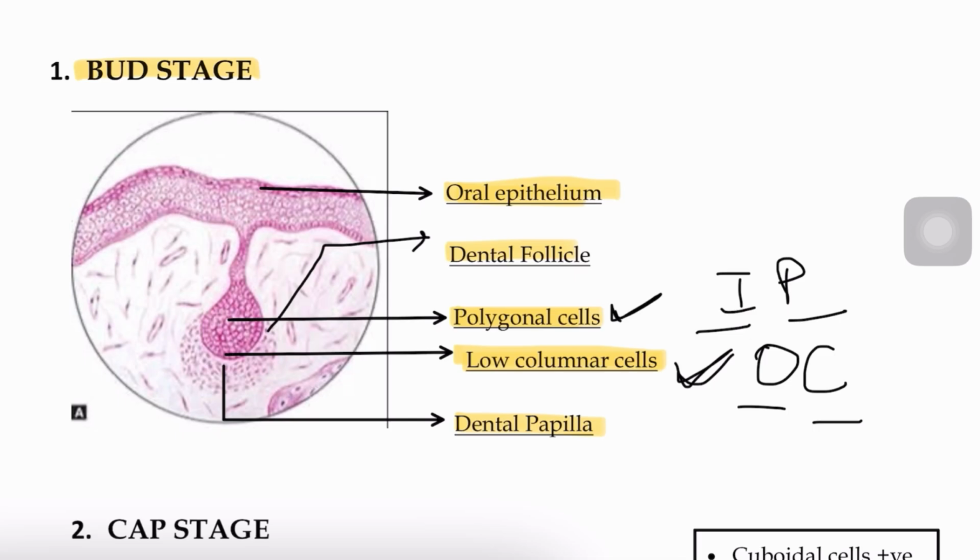It's either a columnar or a cuboidal cell. So in the beginning, it's a low columnar cell. They are not tall columnar cells. This is very important to remember, because these will grow up and then become tall. So it's in the bud stage, in the beginning, that they are going to be low columnar cells.